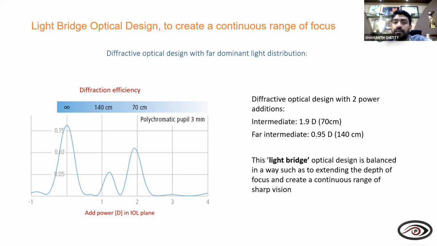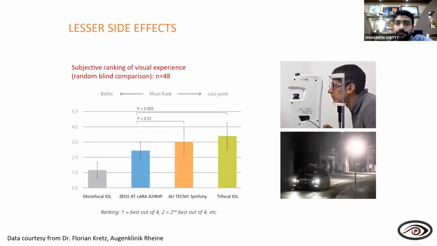But like I said, the addition is mainly for far intermediate and intermediate. What is intermediate? Anything beyond 70 to 110 centimeter is intermediate. Beyond 110 is called far intermediate. I mean, there's no clear definition of where the far intermediate ends and the distance begins. So that's about that. This is just a comparison between the multifocal, trifocal, and the EDOF.